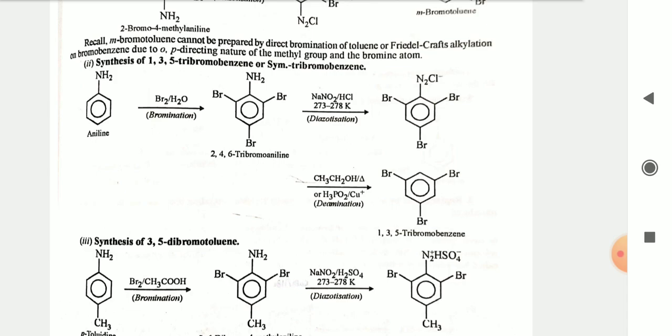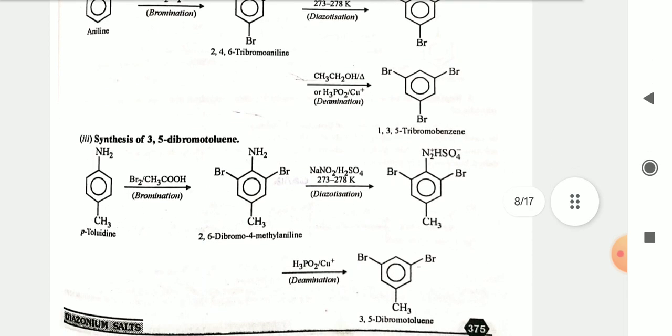Third, synthesis of 3,5-dibromotoluene. P-toluidine in the presence of bromine and CH3COOH will give 2,6-dibromo-4-methyl aniline. With diazotization, it will be converted into benzene with N2+ HSO4-, CH3, and 2 bromine, and in the presence of H3PO2 and copper, it will give 3,5-dibromotoluene.